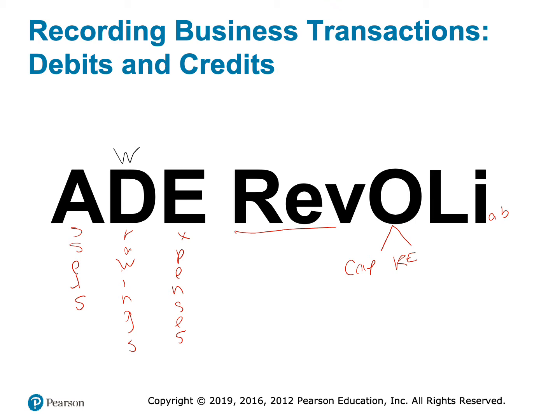So we know that assets go both up and down. We get cash, we spend cash. We buy supplies, we use up supplies. We buy equipment, we may sell equipment. So assets are going to go up on the left side and down on the right side. Now, drawings and expenses only go up. Okay? They only go up.